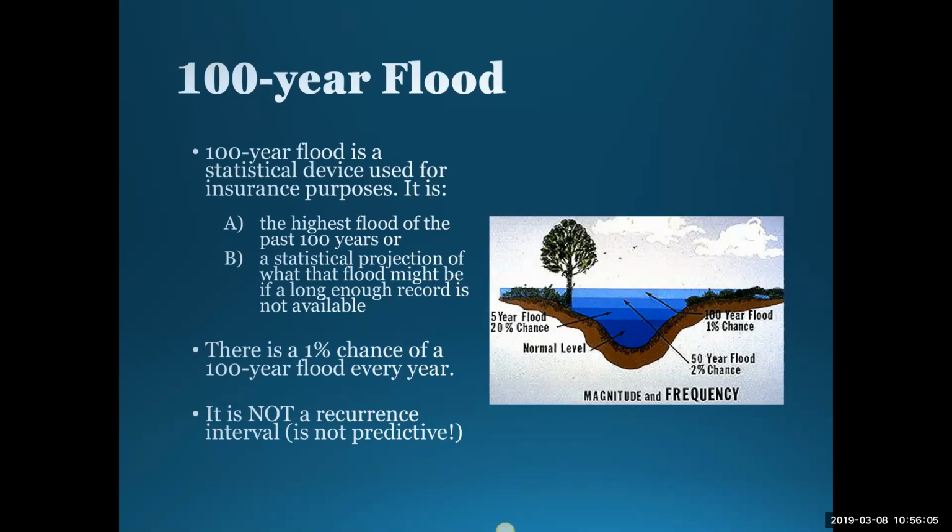That's the magnitude. There's other terminology. There's 500-year floods. There's 10-year floods. There's 1-year floods. There's 1,000-year floods, 10,000-year floods. It's just the magnitude. And every river system will have its own 100-year flood level.